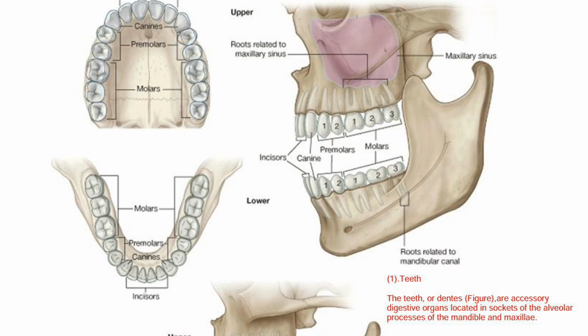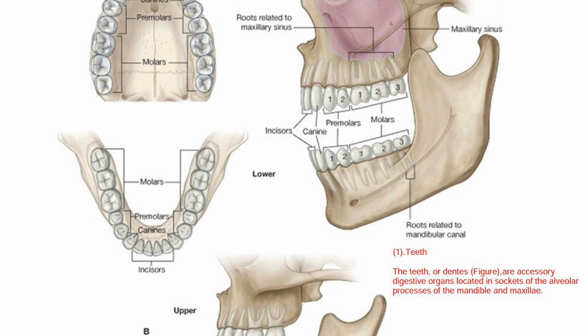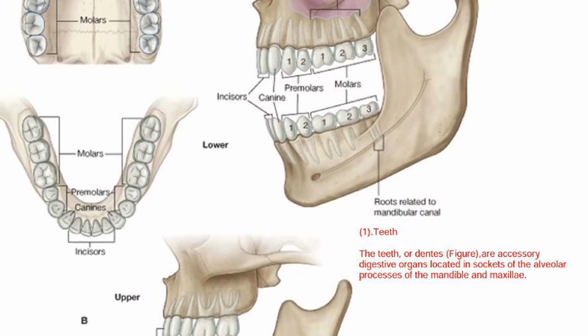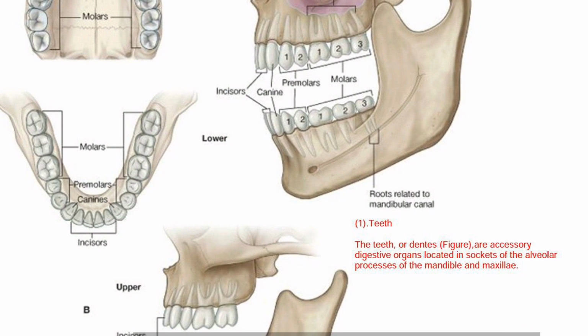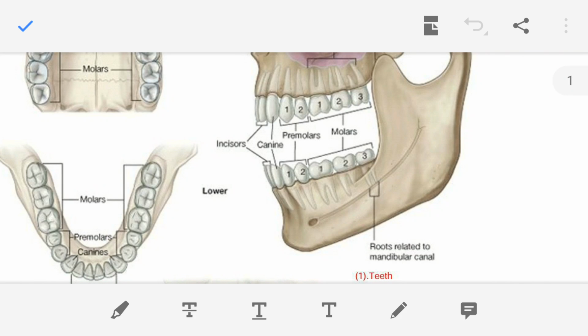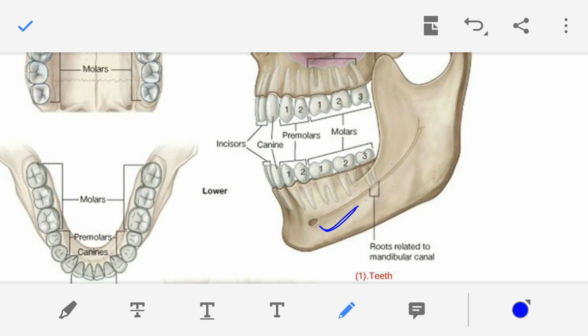I welcome you to the presentation lecture on structure of tooth. Now the first point is where exactly our teeth are located. As you can see on the screen over here, this one is the mandible and this one is the maxilla.